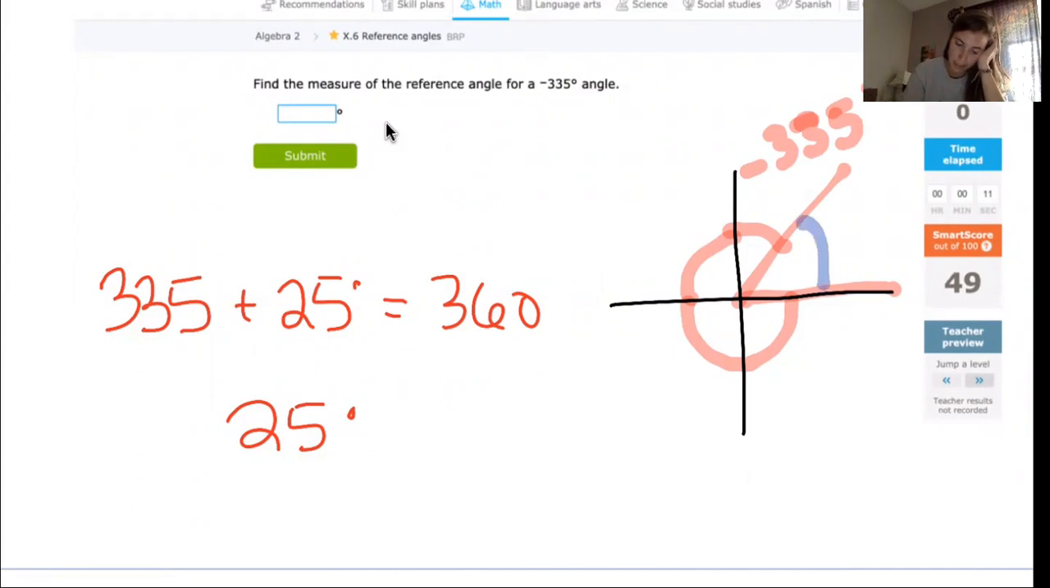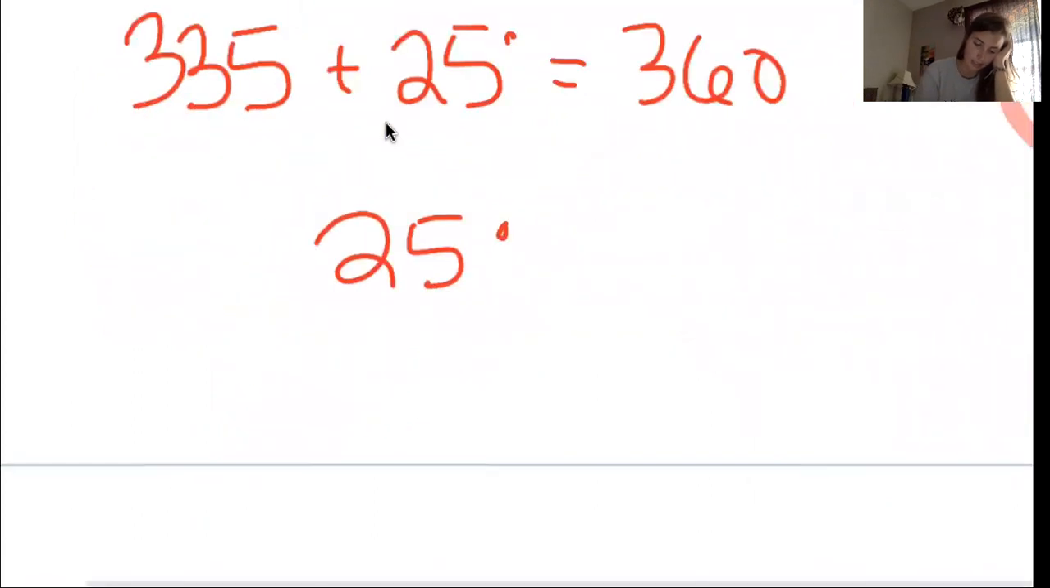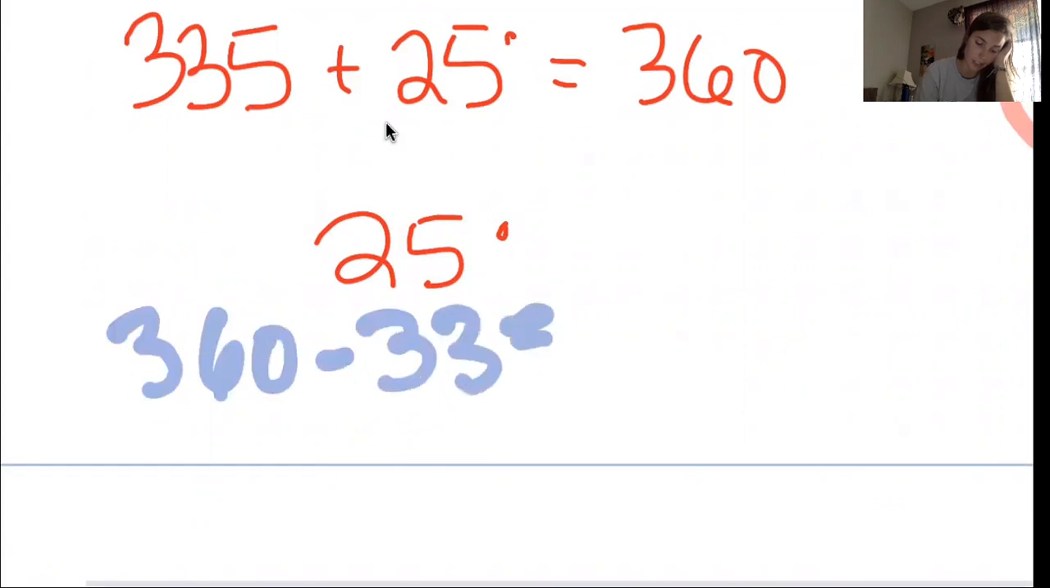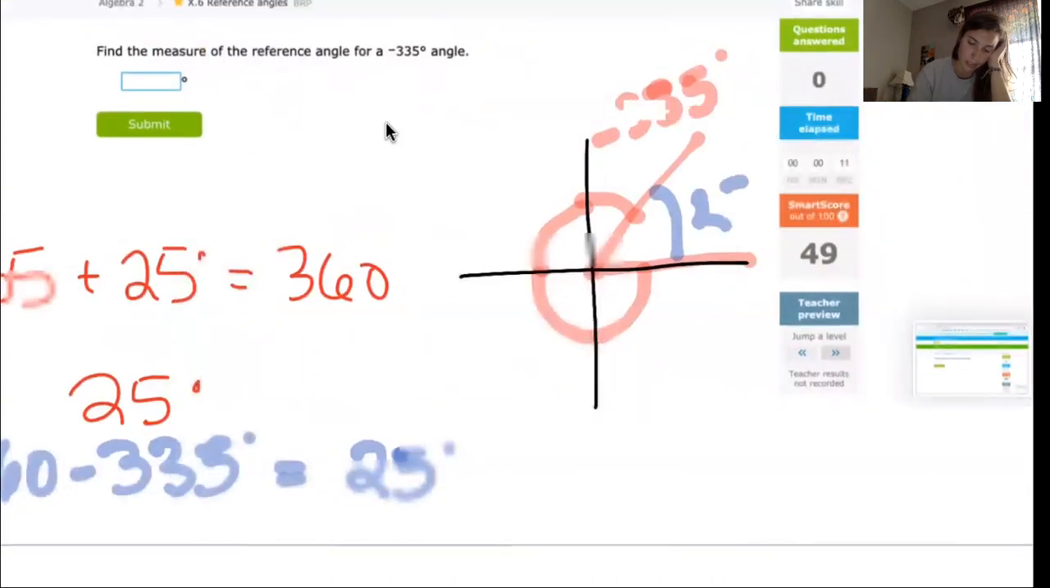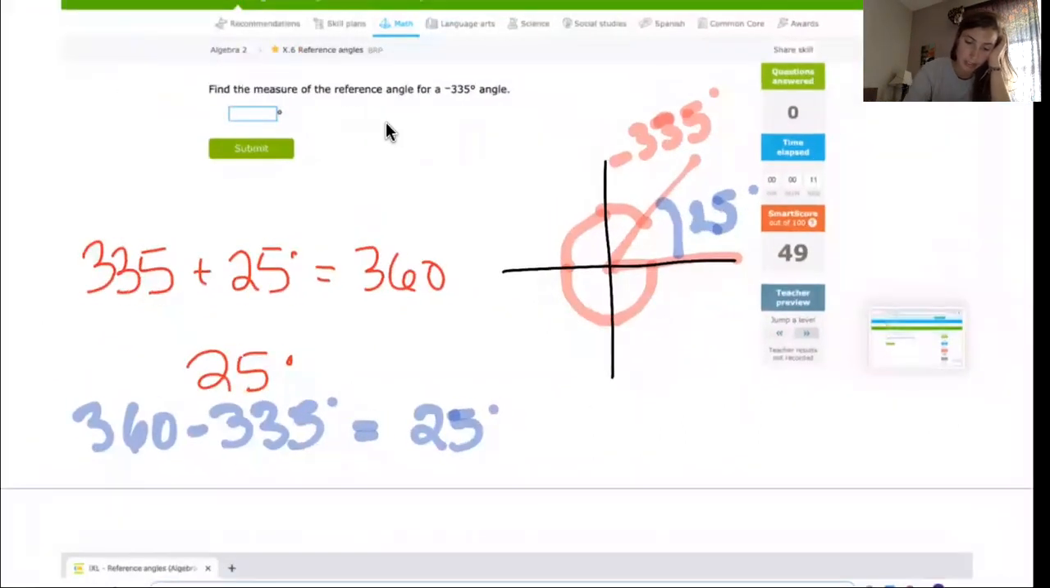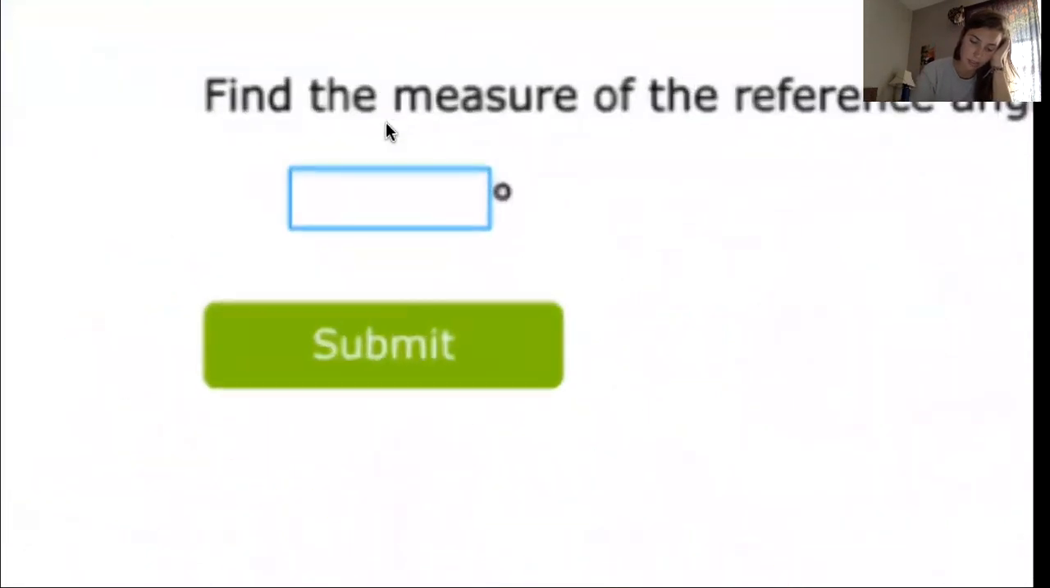So what's that angle going to be? Basically, you can think of it as 360 minus my 335 degree angle, which will give me 25 degrees. So that means this blue right there is 25 degrees. And that is my reference angle. It's the fastest way to get back to the x-axis. 25 degrees.